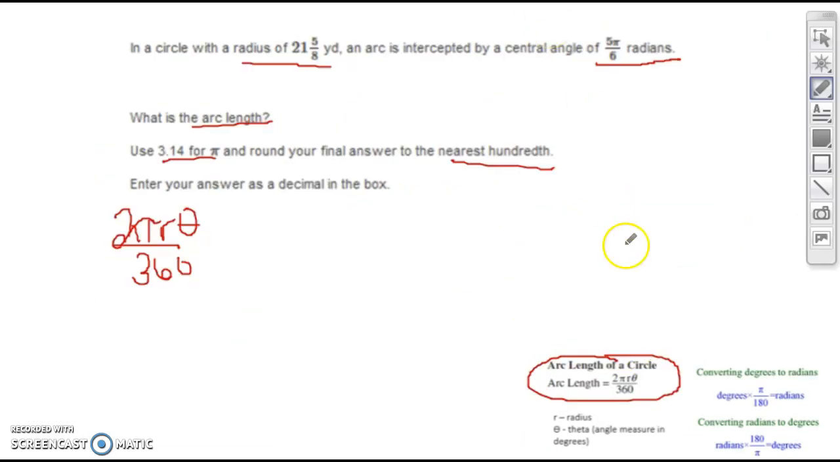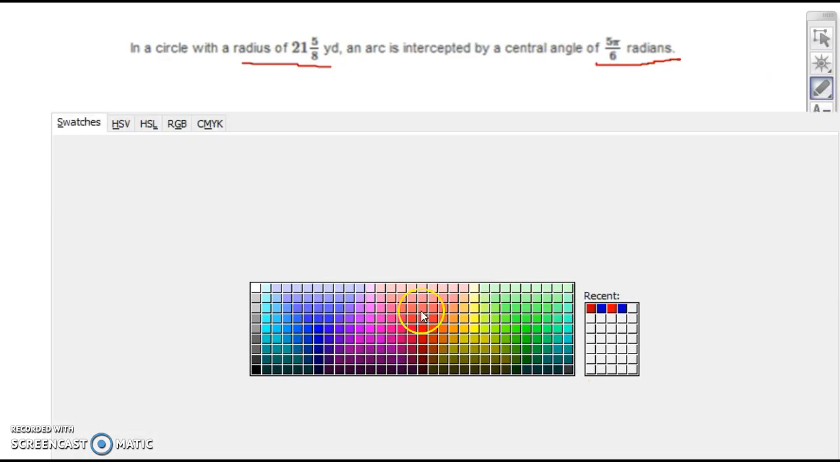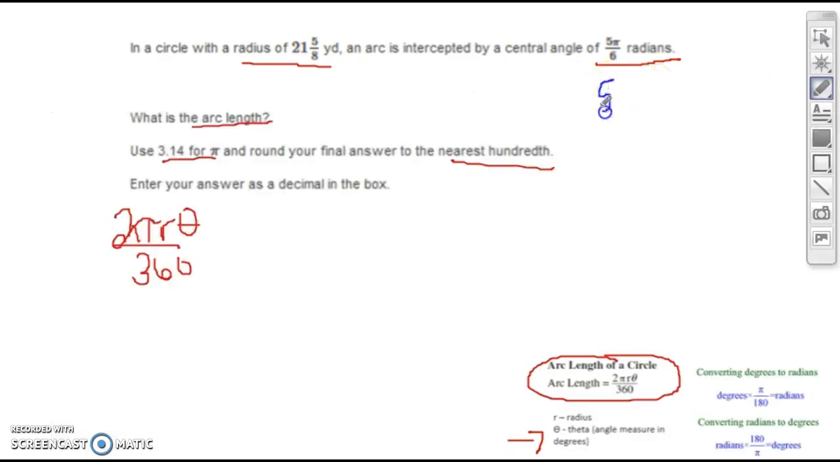Now let's go back and actually solve this. All right, so again, my theta has to be in degrees, so I'm going to start off by converting from radians to degrees. I want my pi to cancel, so it's going to be pi on the bottom, 180 on the top. And then I can multiply 5 times 180 and divide it by 6. So this is going to be the same as 150 degrees. 5 pi over 6 radians is the same thing as 150 degrees. That's what I'm going to plug in for theta.